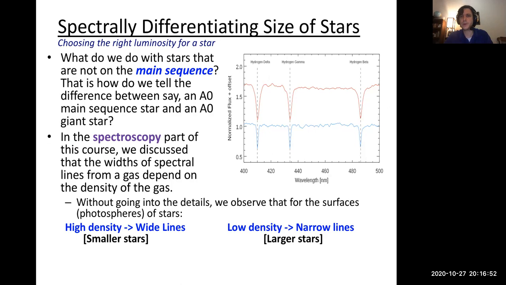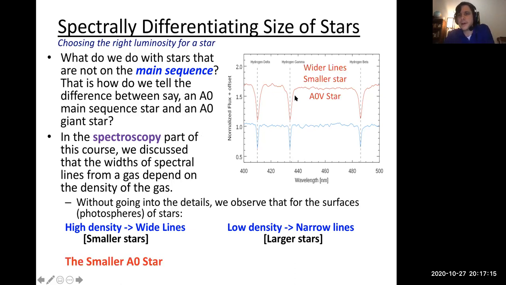So the width of these lines depends on the pressure and density, which means that we can leverage this information and some physics to figure out which one of these two stars right here is the giant star and which one's the small star, the not giant star. How can we do that?